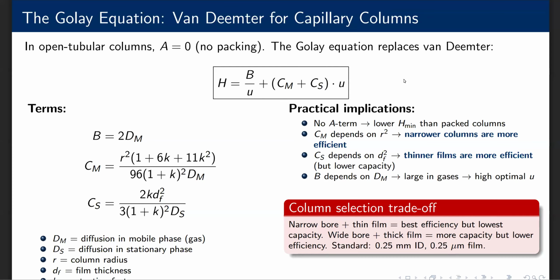The equation has two mass transfer terms, Cm for mobile phase mass transfer, which depends on the square of the column radius, and Cs for stationary phase mass transfer, which depends on the square of the film thickness. This gives us two important design features. Making the column narrower reduces Cm, making the film thinner reduces Cs. Both improve efficiency. The standard compromise is a 0.25 millimeter ID column with a 0.25 micrometer film. If you need higher capacity for concentrated samples, go to 0.32 or 0.35 millimeters, accepting some efficiency loss. If you need maximum efficiency for complex mixtures, go to 0.1 or 0.18 millimeters.